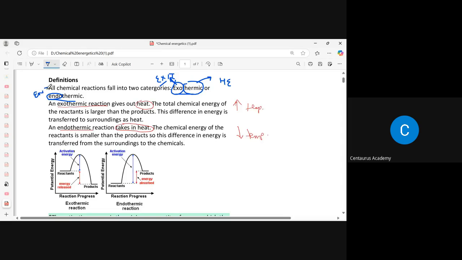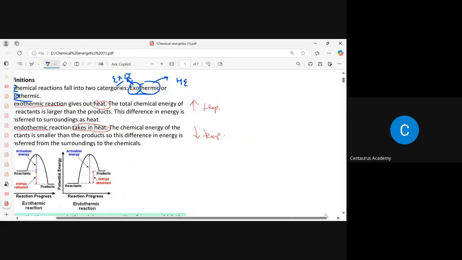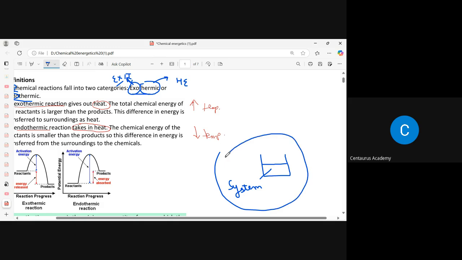Now, where is this heat energy exiting from and where is it entering into? When you look into a chemical reaction, for instance, if you have a mixture, the region where this chemical reaction takes place, or your chemical mixture, tends to be the system. This is the system where the chemical reactions are taking place. And anything which is present outside the system is going to be your surrounding.